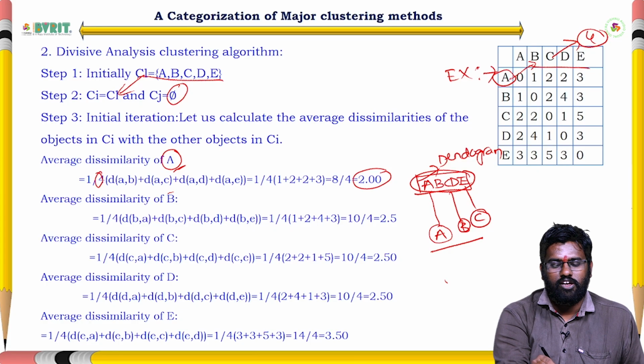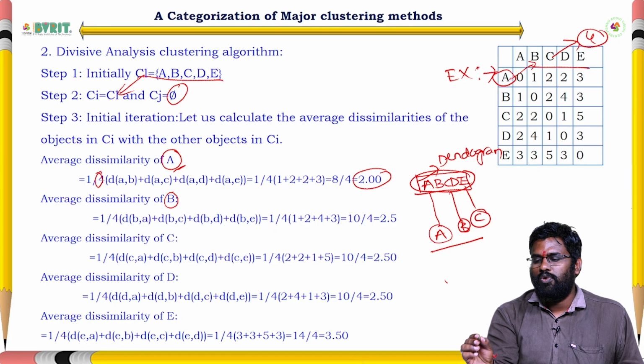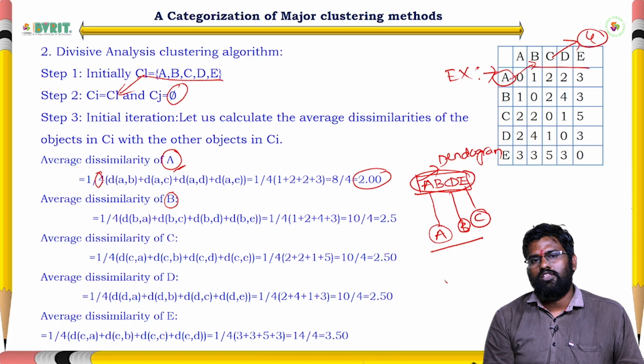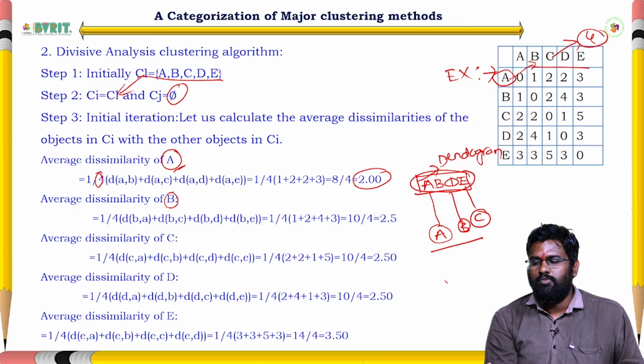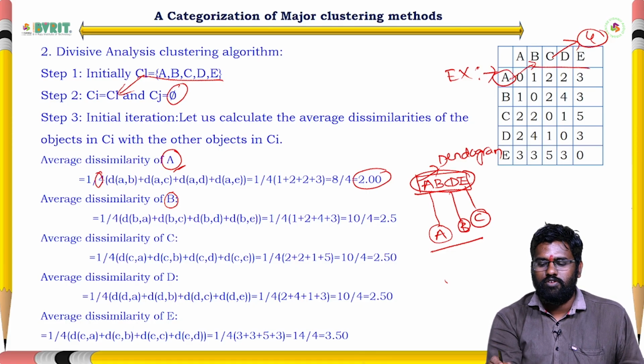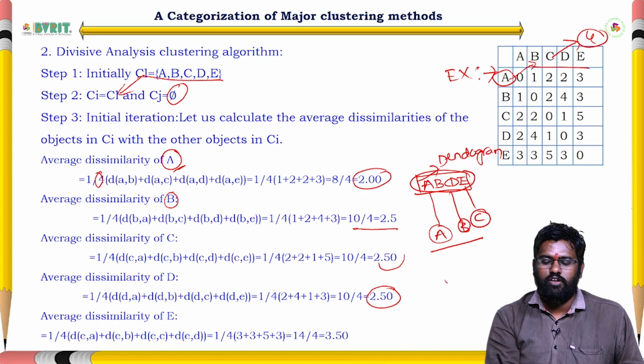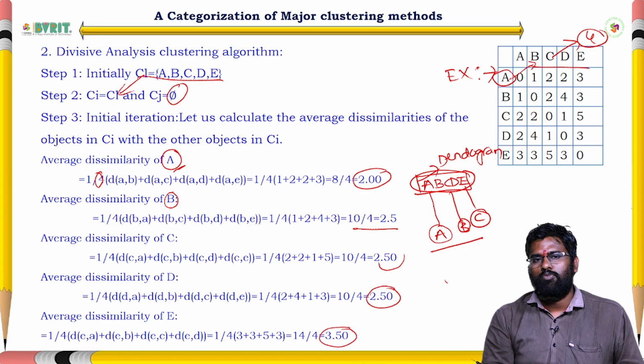Similarly, for the average dissimilarity of B, here also we do not consider B, so the other 4 variables are there. So 1 by 4 into B to A, B to C, B to D and B to E. Substituting those values, we get 2.5. Then similarly, the average dissimilarity of C we calculate the same way, and we get 2.0. Next, the dissimilarity of D is 2.50, and the dissimilarity of E is 3.50.